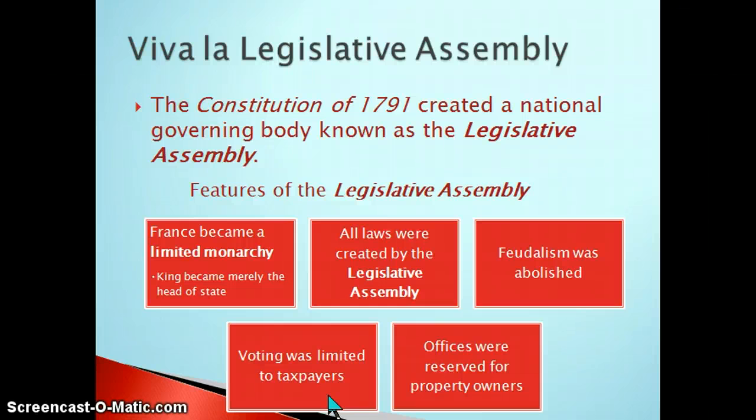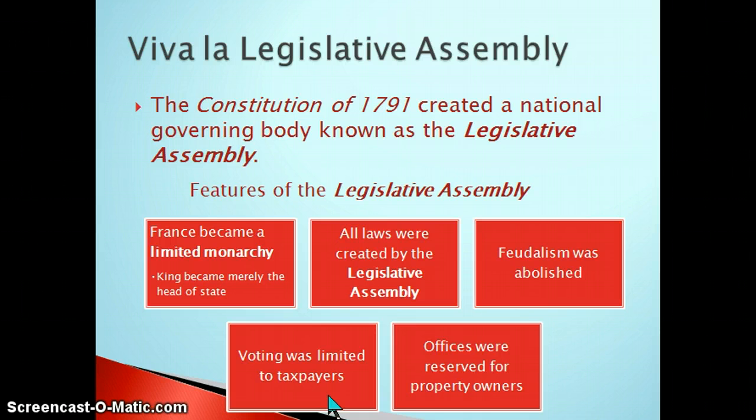Long live the Legislative Assembly. The Constitution of 1791 created a national governing body known as the Legislative Assembly. Here's a couple features of the Legislative Assembly. France became a limited monarchy, similar to what England had going on at the time. A king ruling, a parliament sort of system underneath, and they worked together. All laws were created by the Legislative Assembly, hence the name legislative, law creating.